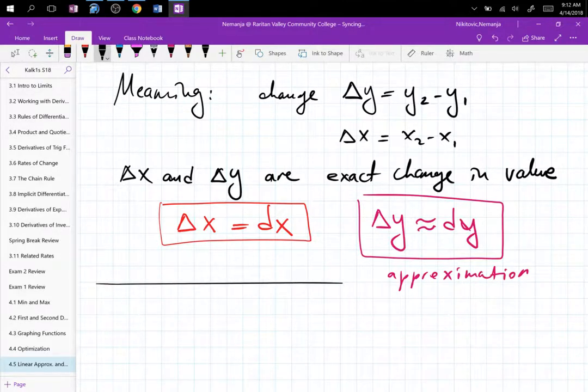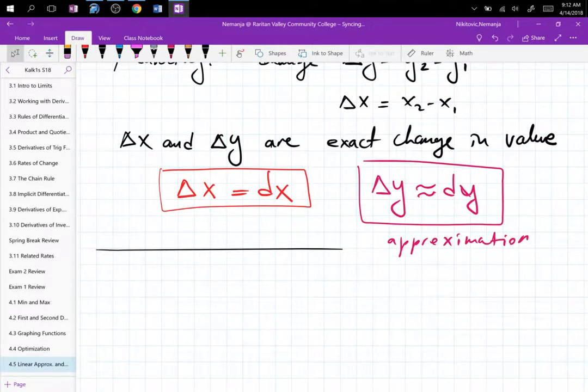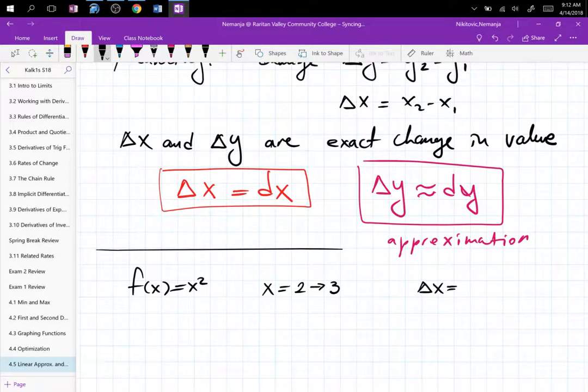I gotta call this a stupid example, because it is a stupid example, okay? Let's say you have f of x equals x squared, and your input x value grows from 2 to 3. So if you want to calculate delta x, that's simply 3 minus 2, which is 1. So the change in x is 1 because the value went from 2 to 3.